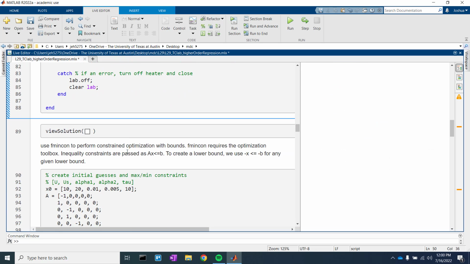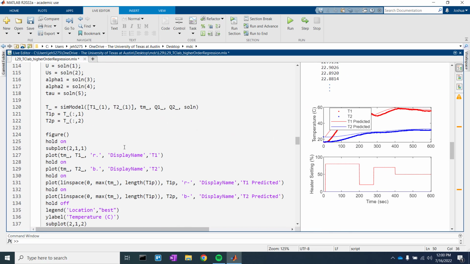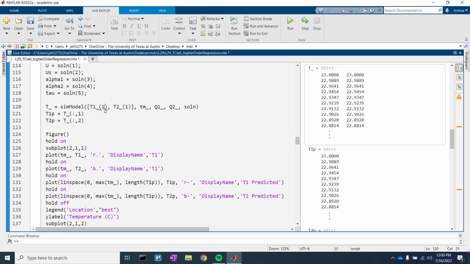Because I already have my CSV saved, I'll just take the second point for this sim model, and that will be our initial condition. We'll run it one last time. Just want to see a pretty graph.